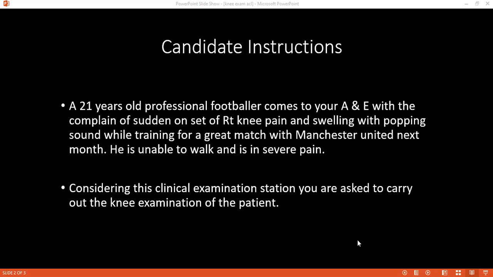In this case, in the stem it's written that the patient is in severe pain and unable to walk. In this station we are never allowed to do the special tests. So you can say to the examiner, as the patient is in severe pain, I think the patient will not allow it, but you definitely mention every test. And whenever you are briefing, instead of saying I will ask the patient to flex the knee, extend the knee, you can ask, can you please bring your knee towards your chest? That will mention the flexion, right?